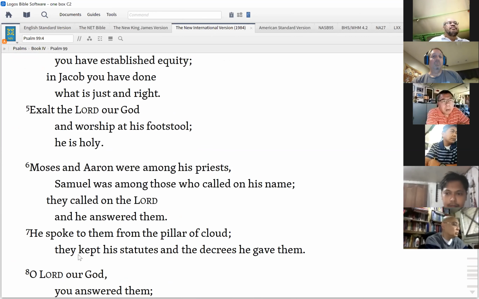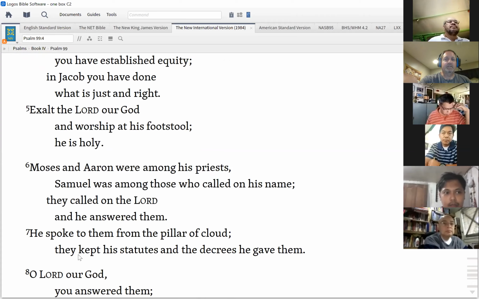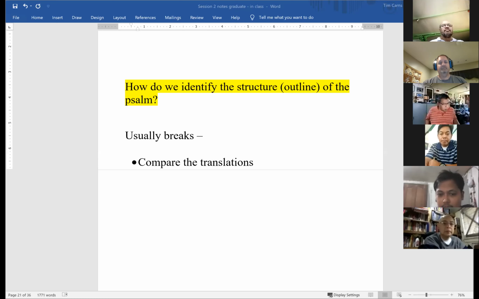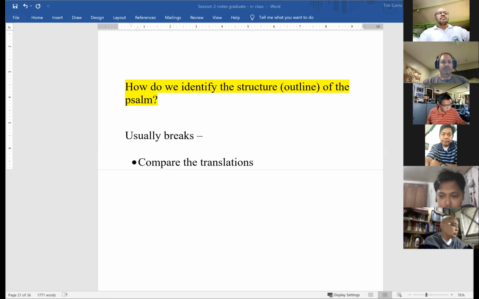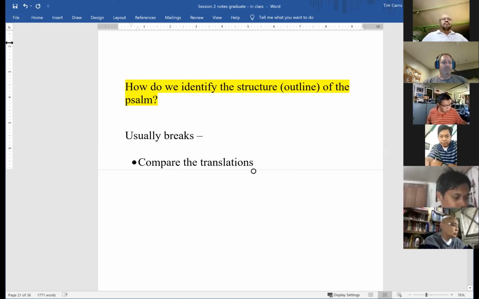And so one thing we can do, and this is what I will often do, is the first thing I'll attempt is to look at what the translations do. Compare the translations and how they are spaced. All right? And we'll do that in a minute for Psalm 99.